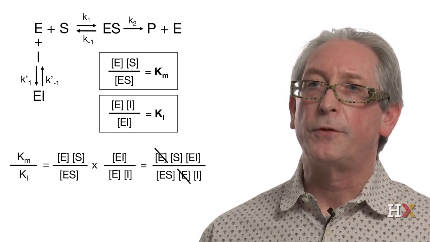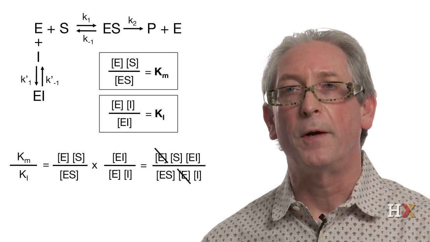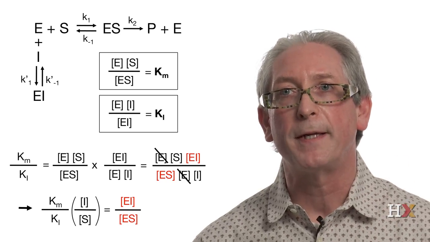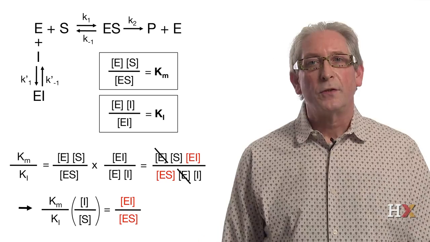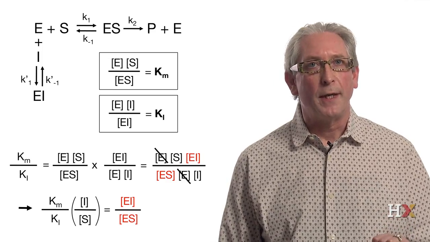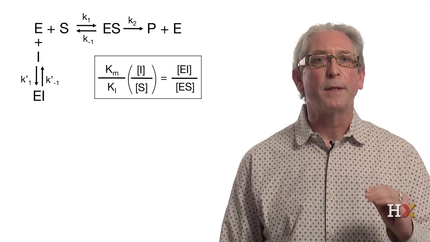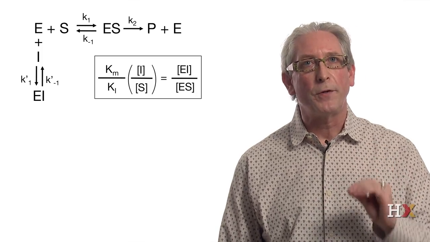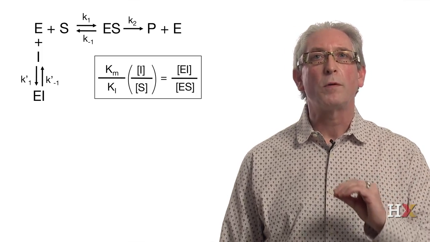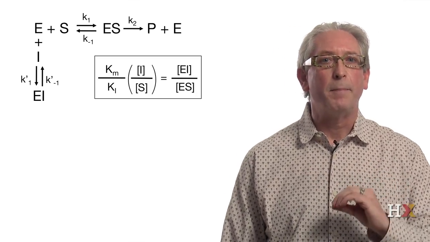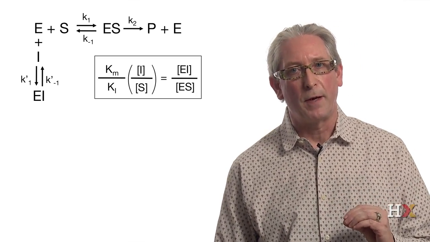Now we have just to eliminate two other terms, the concentration of enzyme substrate complex and the concentration of enzyme inhibitor complex. So we can rearrange our equation now to get Km over Ki times the concentration of inhibitor over the concentration of substrate equals the concentration of enzyme inhibitor complex divided by the concentration of enzyme substrate complex.